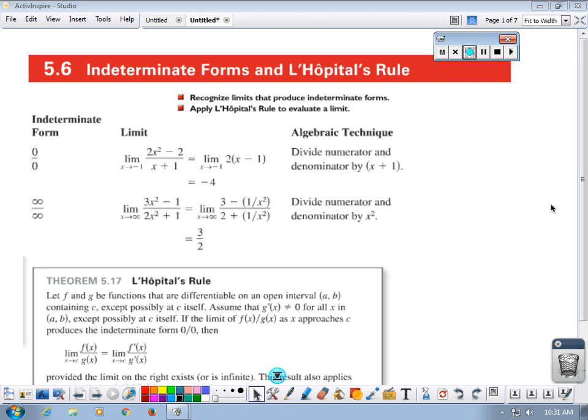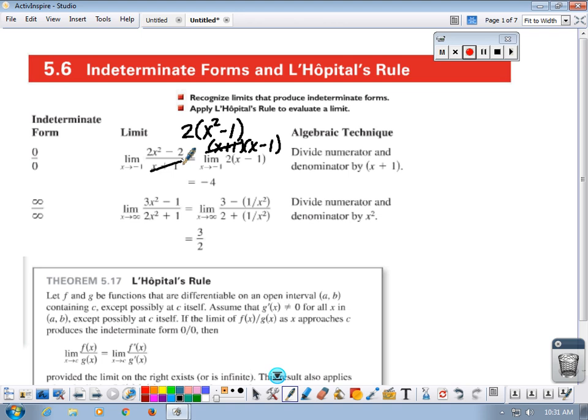So you can algebraically do this problem by factoring the numerator. Factoring out a 2 would leave you with x squared minus 1, which factors to x plus 1 times x minus 1. We call that the dividing out technique, where you cancel the x plus 1's. So you're left with 2 times x minus 1, and now you can substitute the negative 1 in and get negative 4.